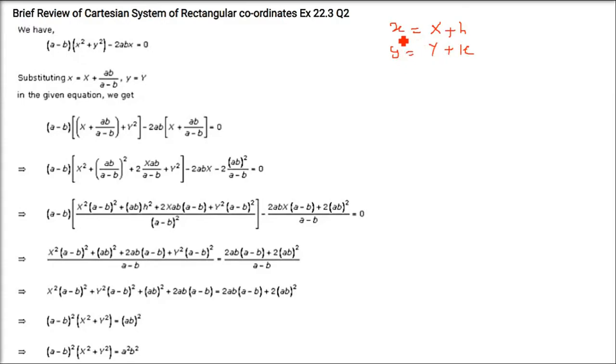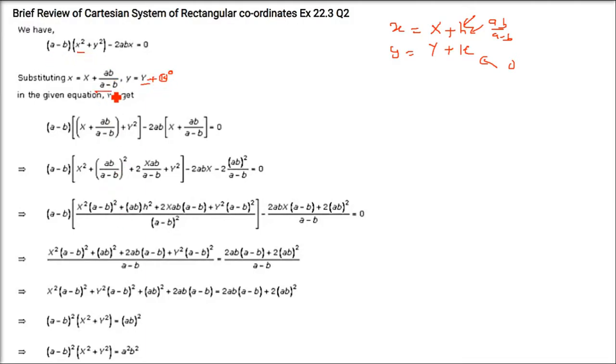X and y was the point with respect to the initial axis. Capital X and capital Y are the same points with respect to the new coordinate axis. So in place of h, you are going to put ab by a minus b. In place of k, you are going to put 0. K is 0. So small x is capital X plus a by a minus b, small y is capital Y, it was actually capital Y plus k, and k was 0.